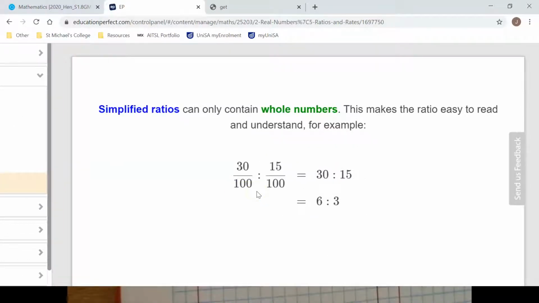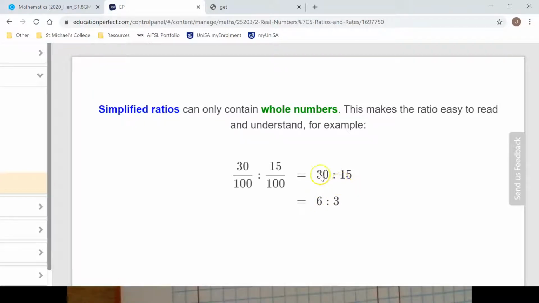Then, like we practiced with fractions and simplifying fractions, we can also simplify ratios. So if we have a ratio of 30 to 15, in the same way that we simplified fractions, you look for a common factor and you can divide by that common factor. So here, can you see that they've divided by a common factor of what to get to 6 to 3 from 30 to 15? 5.